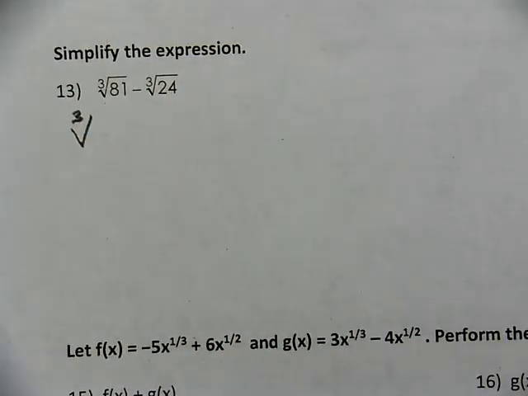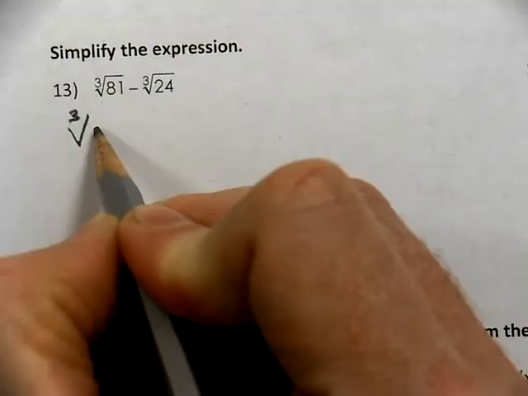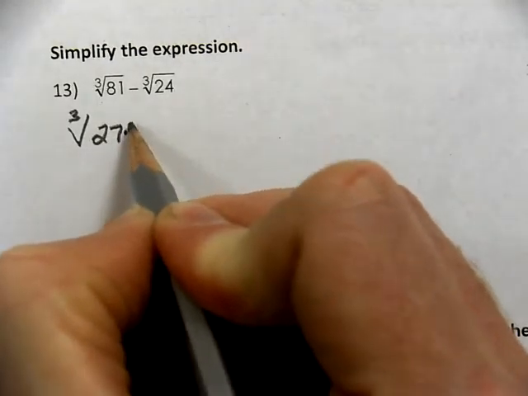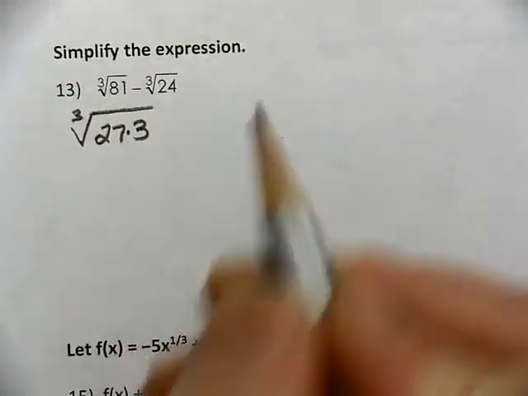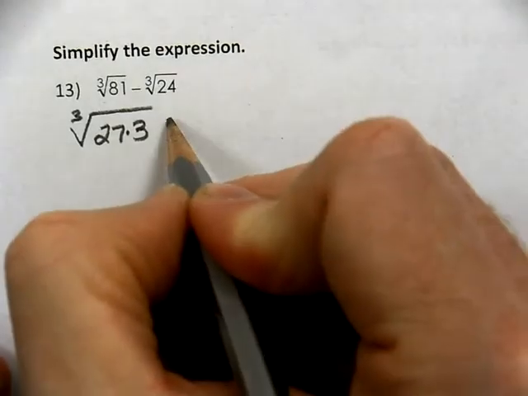So 81. 81 can be broken down into 9 times 9. That's just two numbers the same. But 9s can be broken down into 3 and 3 apiece. So this is really 3 to the 4th power, or you might say 27 times 3. However you want to break that apart.